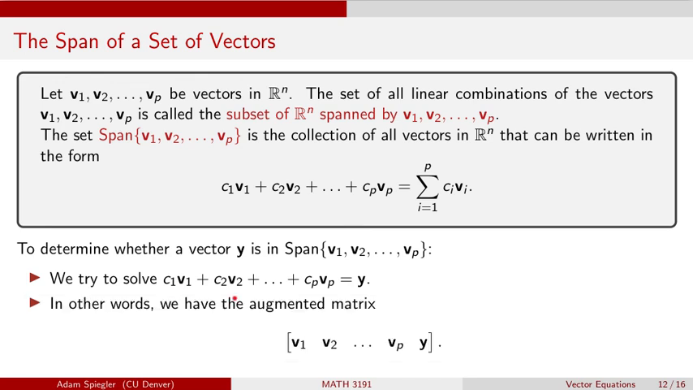So in other words, what we have is an augmented matrix where column 1 is going to be the vector v1. So this is a whole column. Column 2 is v2, all the way out, and then our very last column is going to be the vector y that we're trying to determine whether or not it's in the span. So we will take a look at some special examples on the next couple of slides.